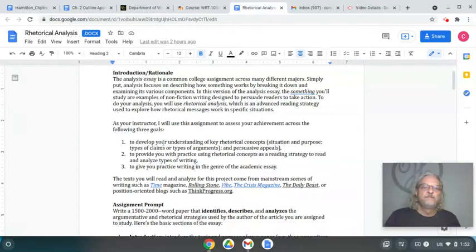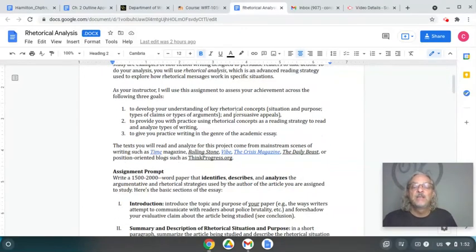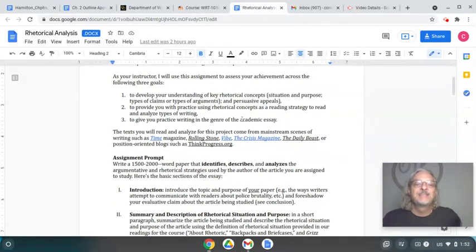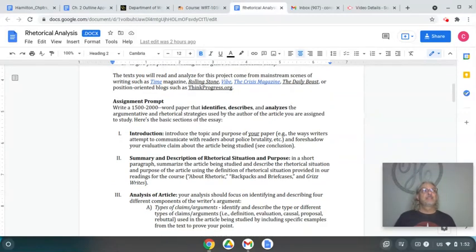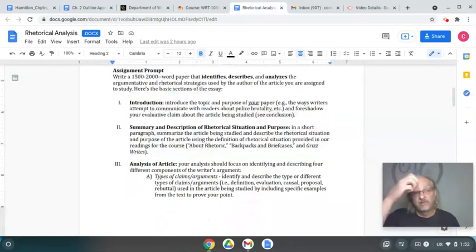All right, so we want to develop our understanding of key rhetorical concepts: situation, purpose, the types of arguments, persuasive appeals, meanings. The persuasive appeals we call the rhetorical appeals: ethos, pathos, logos. We get to practice these concepts. We get to practice our writing, going through the writing process, and maybe do some brainstorming, finding these things out very specifically.